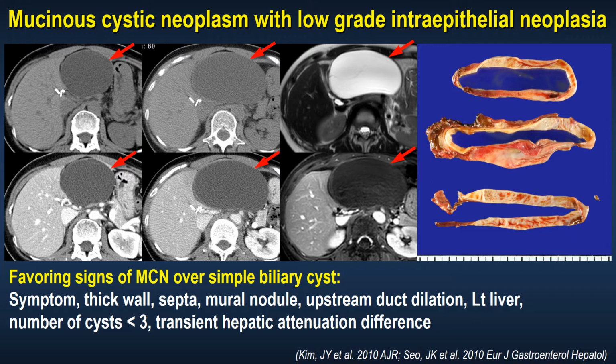In this case of a low-grade MCN showing an unilocular appearance, differentiation from simple cyst is necessary. MCN is often accompanied by symptoms. The wall is thicker than that of a simple cyst. In addition, mural nodule, septation, upstream duct dilation are more commonly accompanied with MCN. Also, MCN is more commonly seen in the left liver, with smaller number of cysts, less than 3, and are more commonly accompanied with transient hepatic attenuation difference than simple cyst.